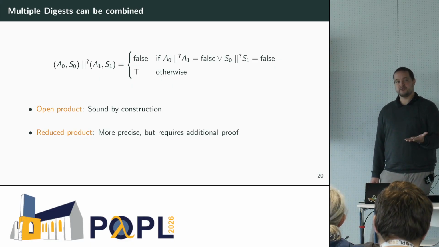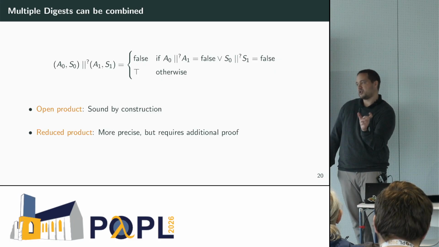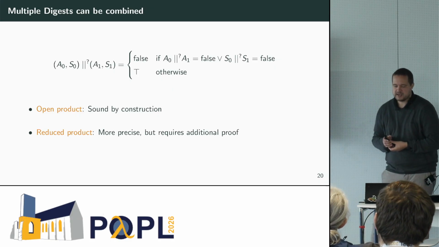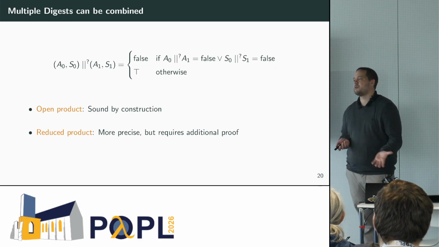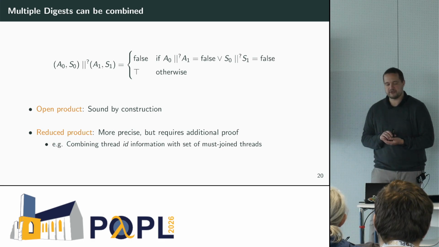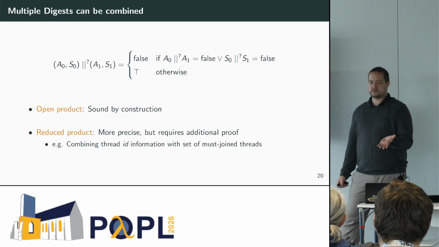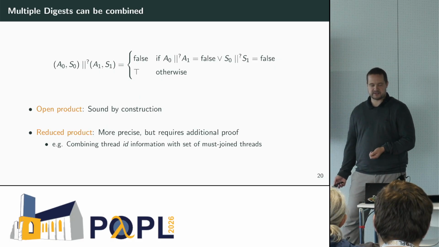We can also do a reduced product where we try to exploit more of the information contained in the digest, and maybe also use the information from one digest combined with the other digest to finally conclude that there's no races. The downside with this is, whereas for the open product it was somehow sound by construction, for this reduced product we need to actually make a proof. But it's actually also helpful, and we do use it, for example, in the Goblint system. We use it when we are combining thread ID information with set of must join threads.